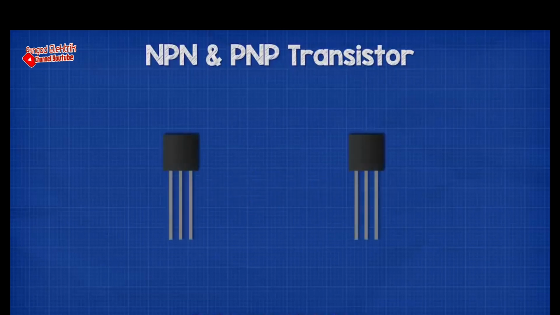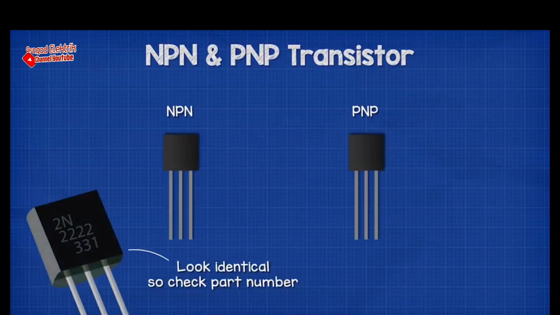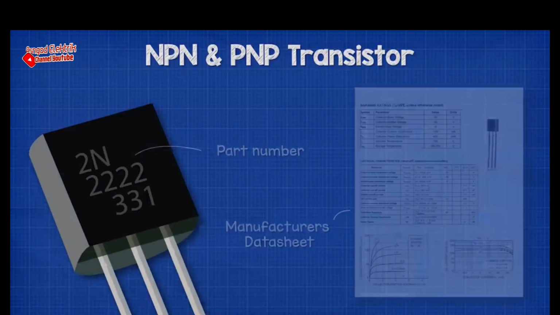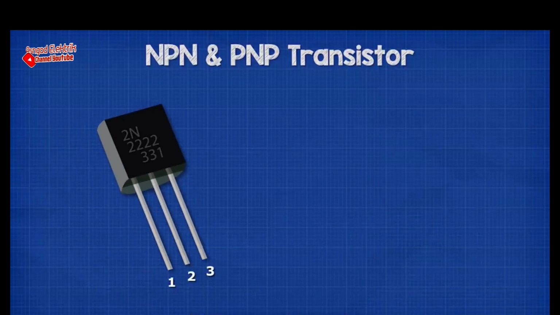We have two main types of bipolar transistors, the NPN and the PNP type. The two transistors look nearly identical, so we need to check the part number to tell which is which. Now, with a transistor, we have 3 pins, labeled E, B, and C. This stands for the emitter, the base, and the collector.